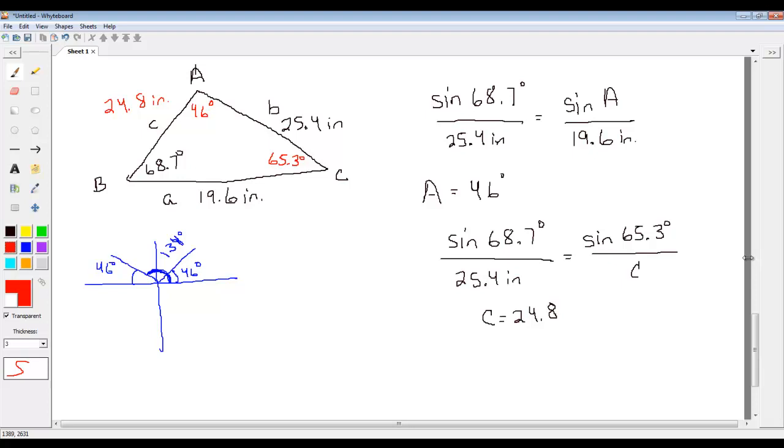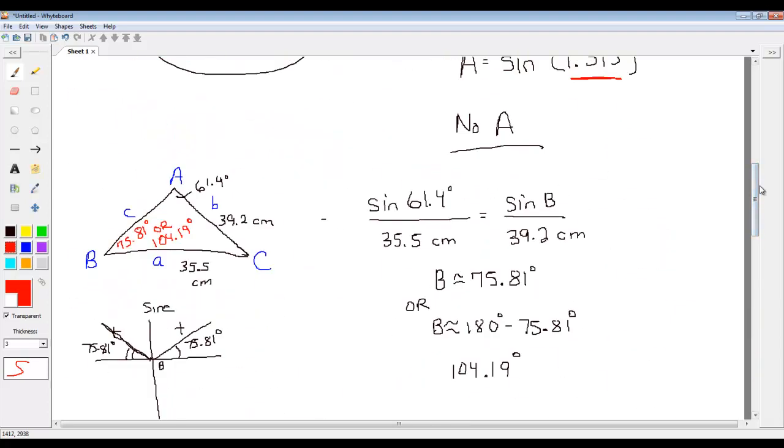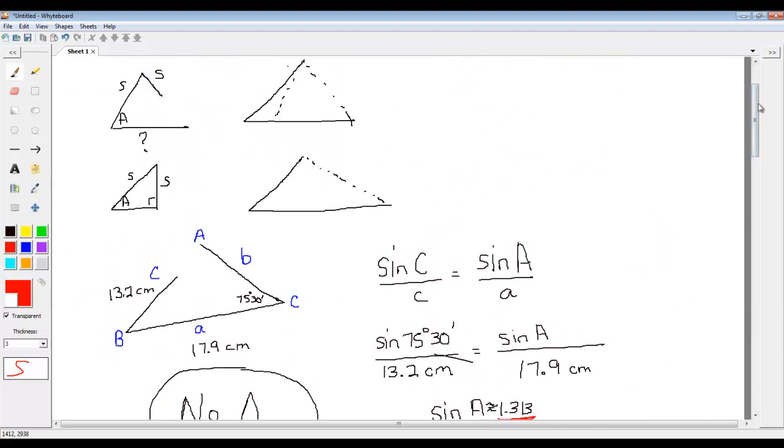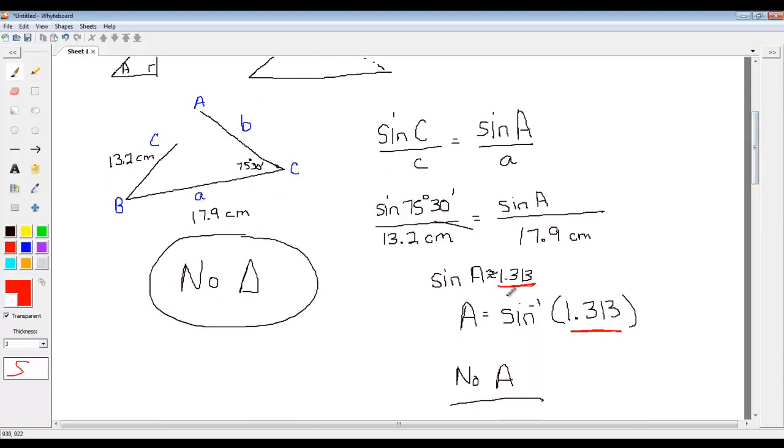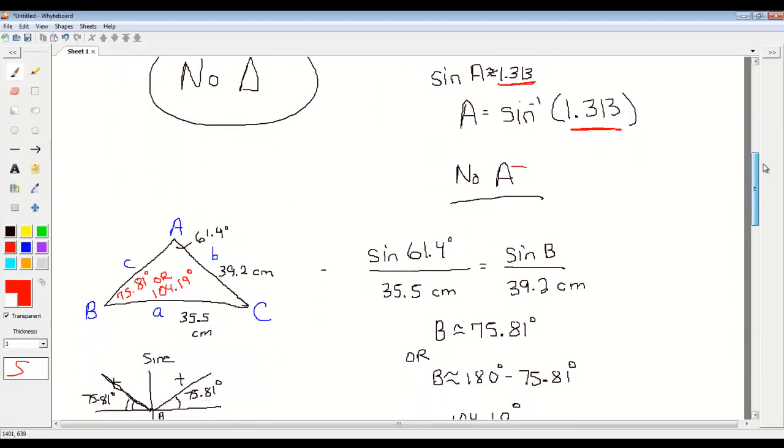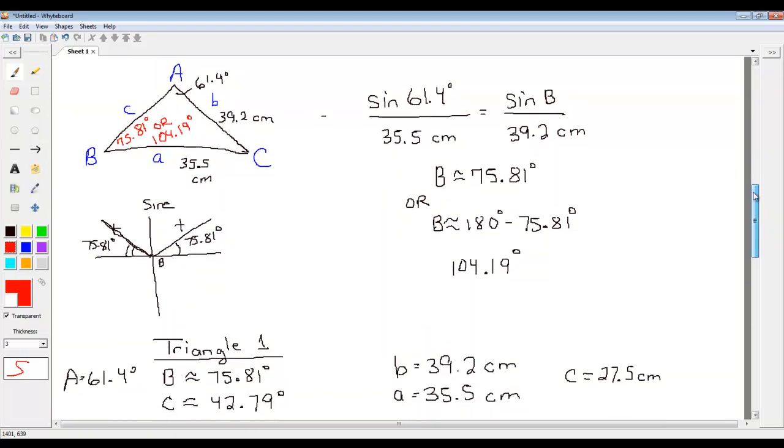Okay, so there's your scenarios. You could end up with no triangles, two triangles, or one triangle. No triangle, you would get stuck right here. You wouldn't be able to do that inverse sine because the sine of the angle would equal something outside of the range of sine. Then you got two possible triangles in the case where you solve for your angle, but then there's another angle that would give you that same sine. When you do the inverse sine, you get the acute angle, but then if you subtract from 180, you get another angle that would work in that triangle.